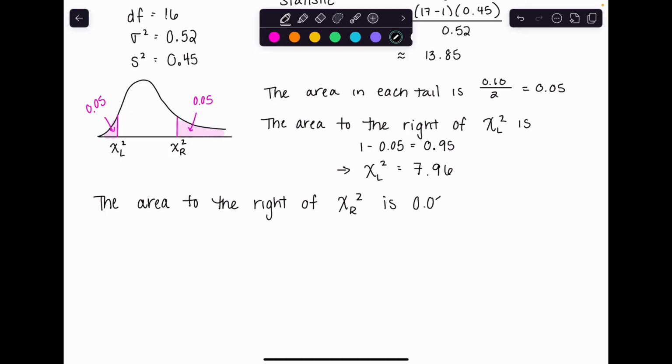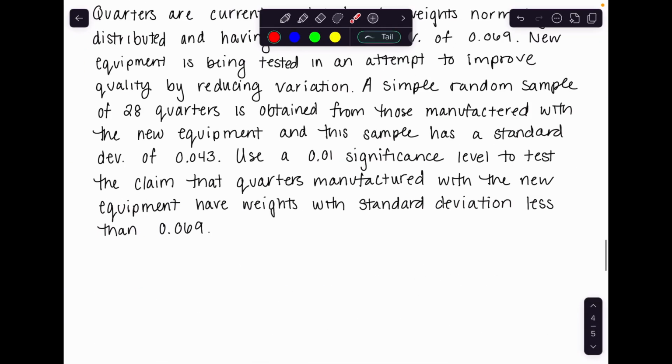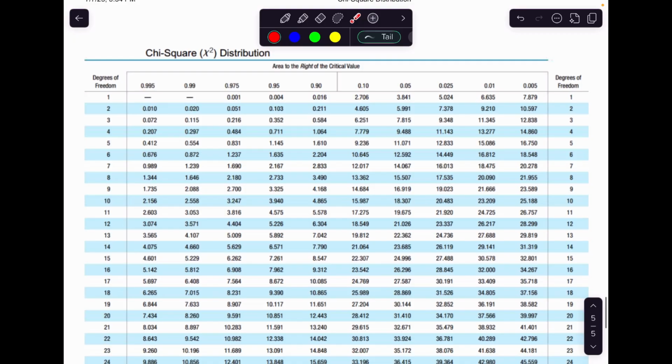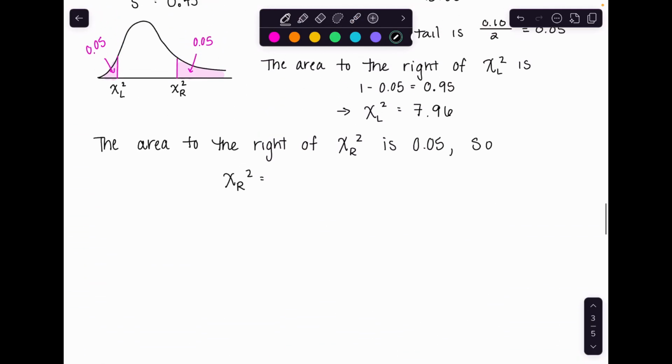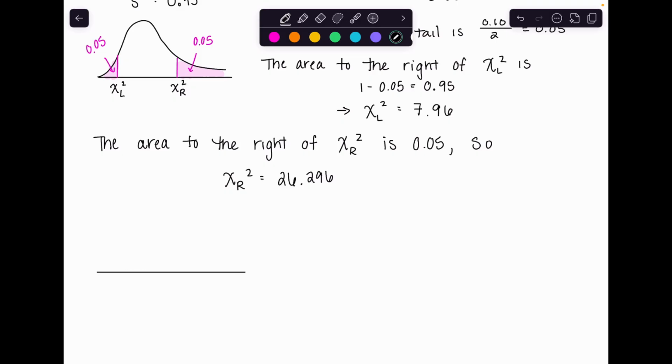This is 5%. So this value is the following. We need to scroll back down on our chart. We've got 5% area. Our degrees of freedom is going to be 16. So I need to go down to right here, and that gives us that critical value of 26.296. Getting a cleaner picture as to what's going on, so I can label everything.